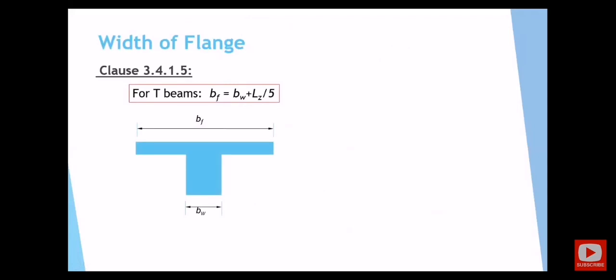Okay, so now the question comes: if I want to design a section as a flanged section, what will be the width of the flange? What will be this B flange? For the section, we have B web. This is for the beam here, the web, and the top here, we call it B flange. How much will this B flange be?